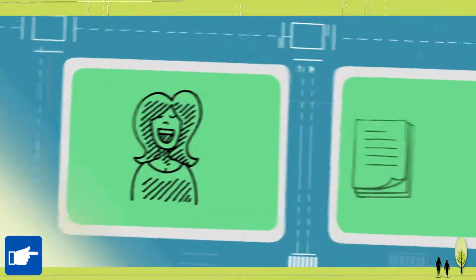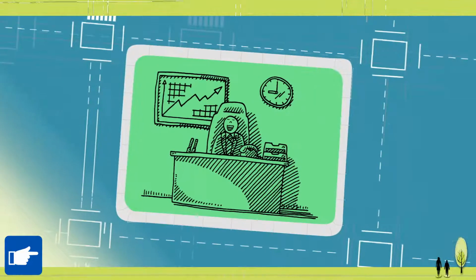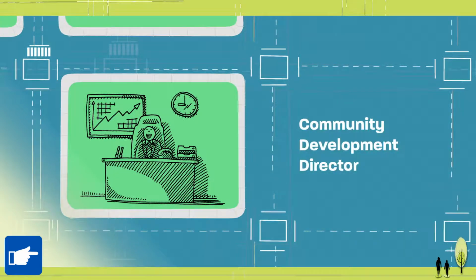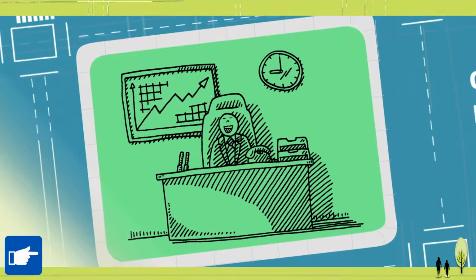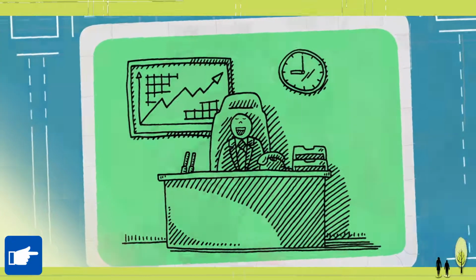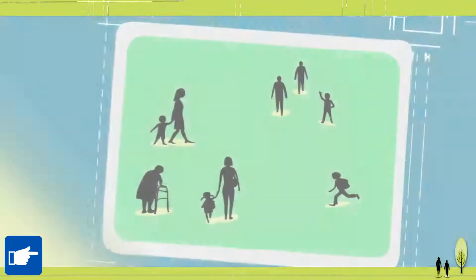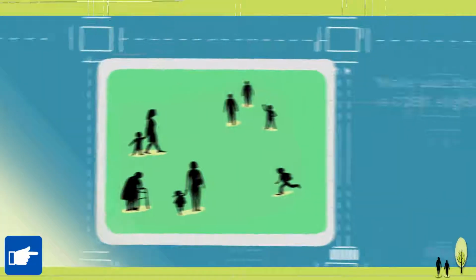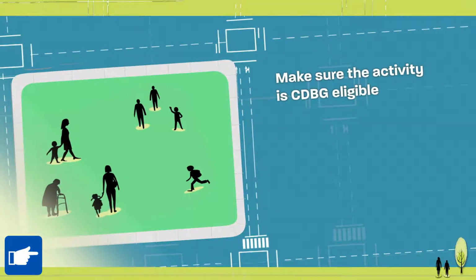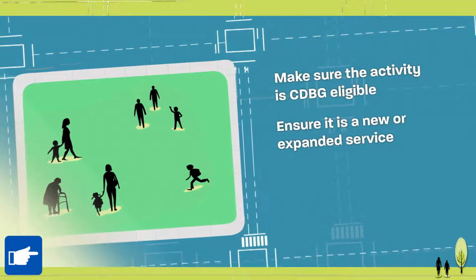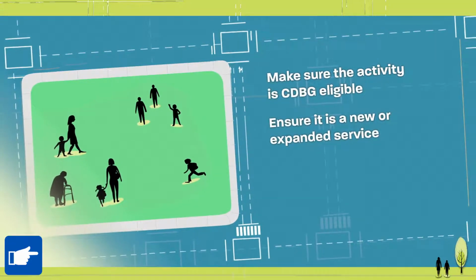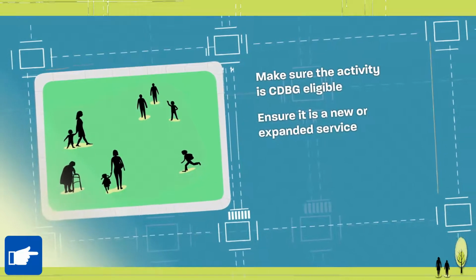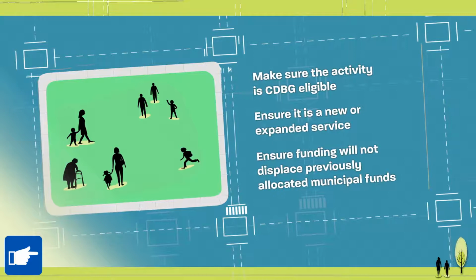Mrs. Roberts, overwhelmed by the demand, calls Mr. Frederick, Jonesville's Community Development Director, for help. Mr. Frederick is happy to help. He knows that whatever service they design, they would serve seniors, a presumed low to moderate income population, and will meet the national objective of benefiting low and moderate income people. They just need to make sure the activity is CDBG eligible, and that it is a new or expanded service that has not been funded with CDBG or municipal funds in the last 12 months. Also, they will need to ensure that funding the new activity will not displace previously allocated municipal funds.